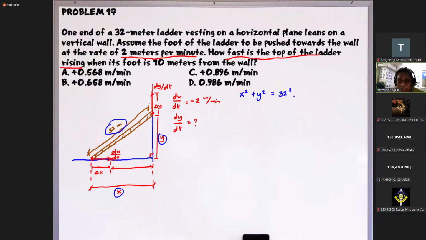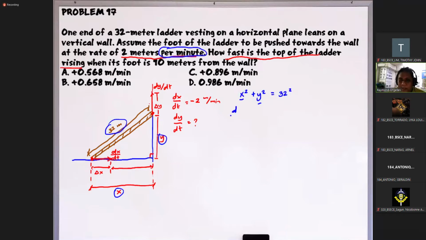So again, hindi ko na nilagay yung unit dito kasi para consistent. So let's assume na naka-meters din yung x and y natin. Tapos yung time, since ang given sa atin dito ay per minute, so yung time natin will be in minutes. Okay? So para consistent tayo. Okay, so meron na tayong equation.